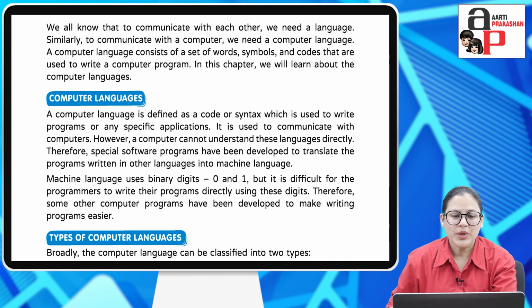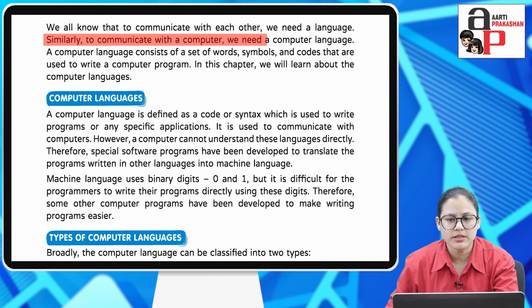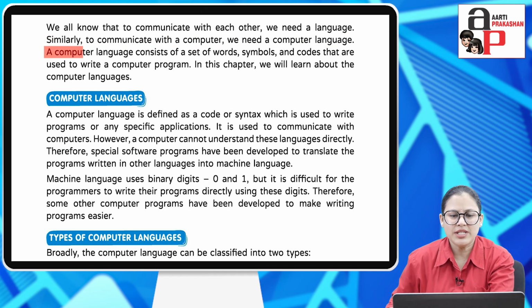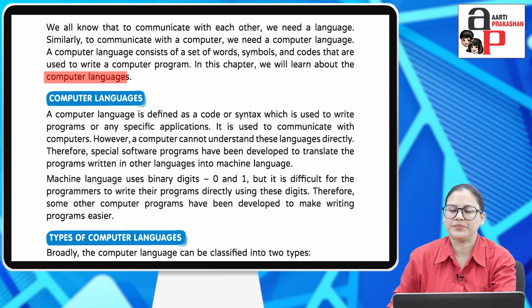Okay, we all know that to communicate with each other we need a language. Similarly, to communicate with a computer we need a computer language. A computer language consists of a set of words, symbols and codes that are used to write a computer program. So in this chapter we will learn about computer languages.